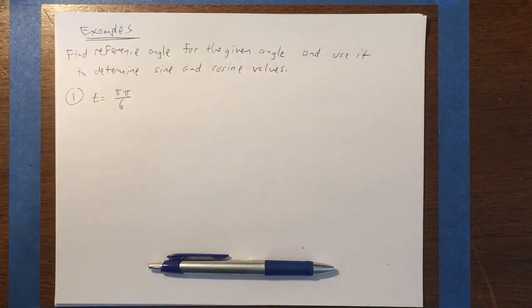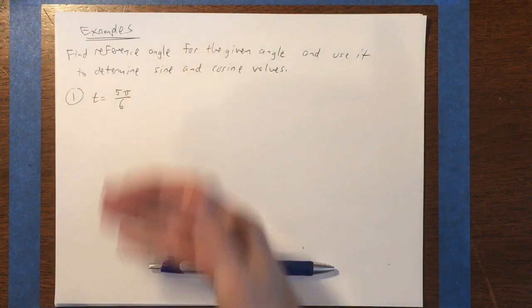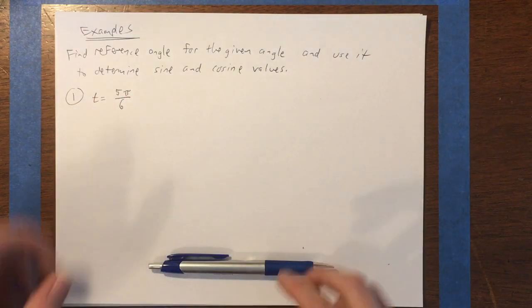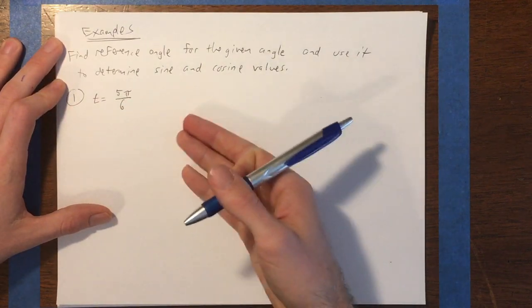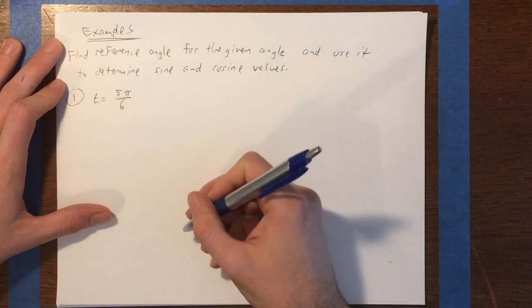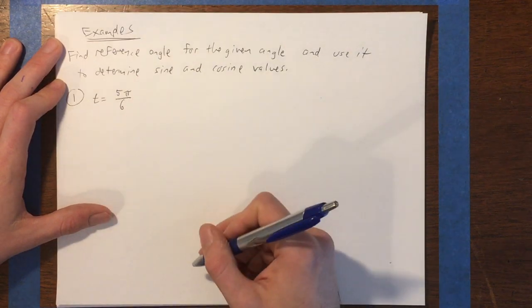Okay, we're going to do an example, taking an angle and finding a reference angle, which is a reflection back into the first quadrant, and then using the reference angle and its sine and cosine value to help you figure out the sine and cosine value of the original angle, which would be the one we started with. So first of all, in this first example, let's use t equals 5 pi over 6. So that's our starting angle. That is not in the first quadrant.